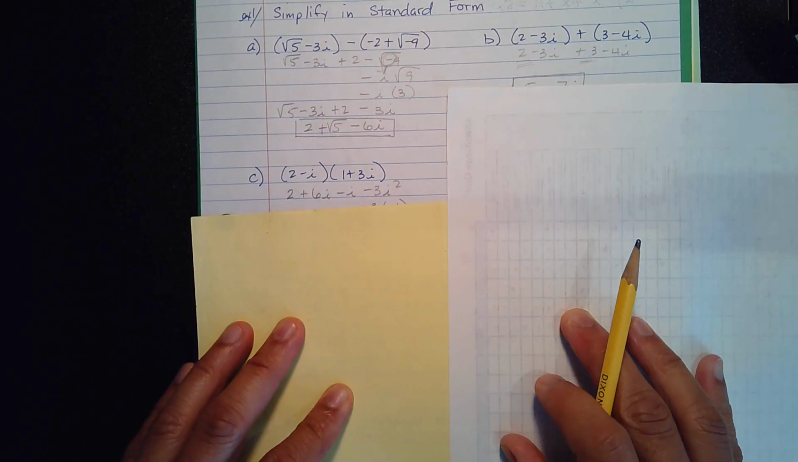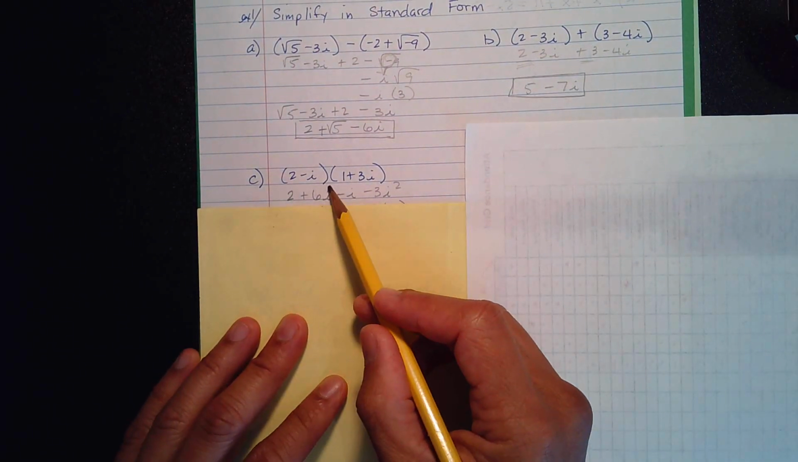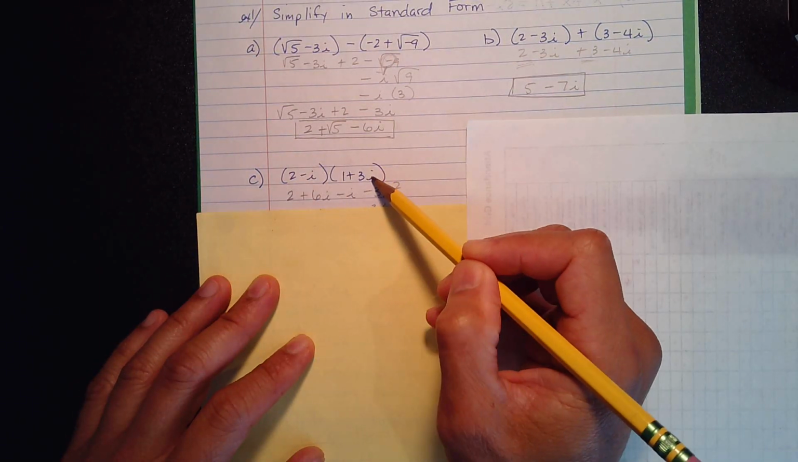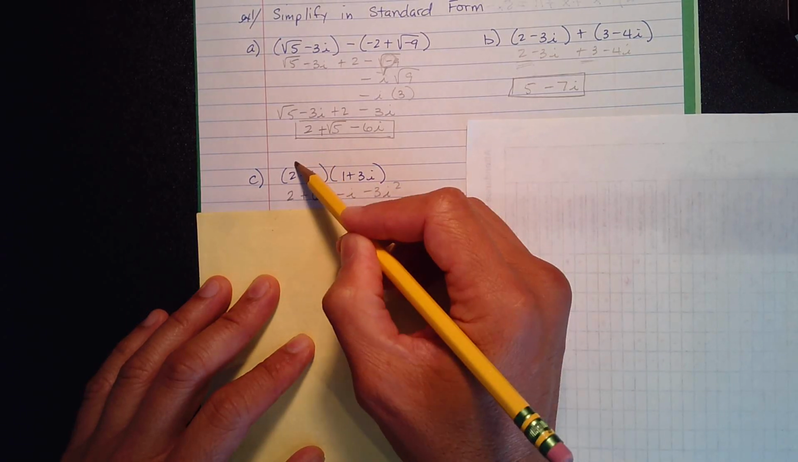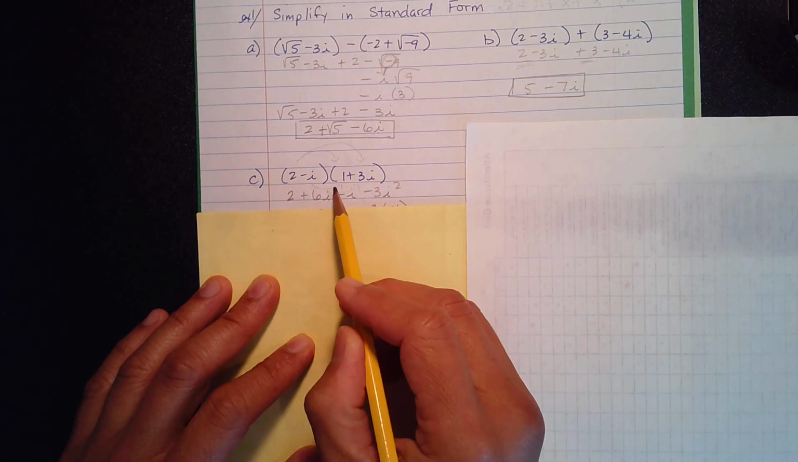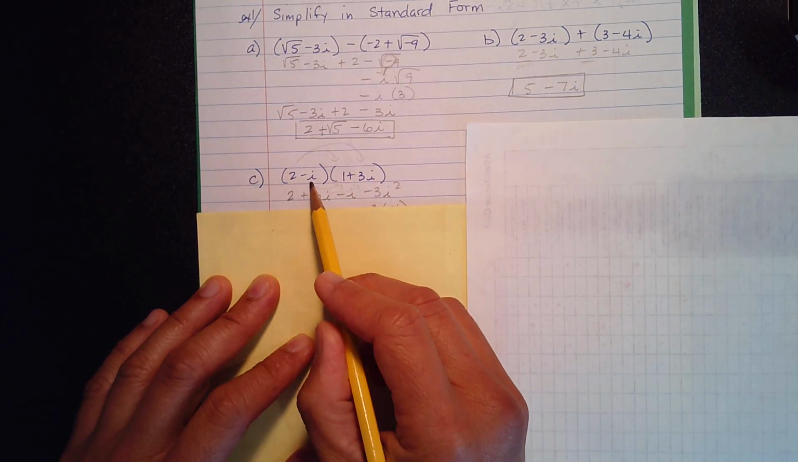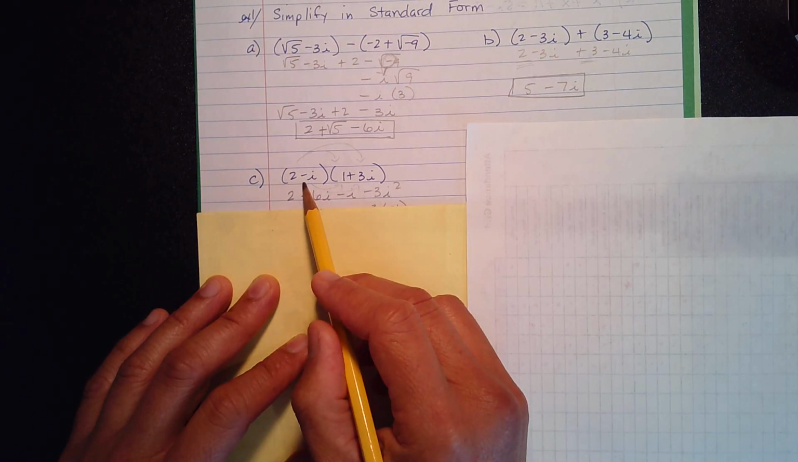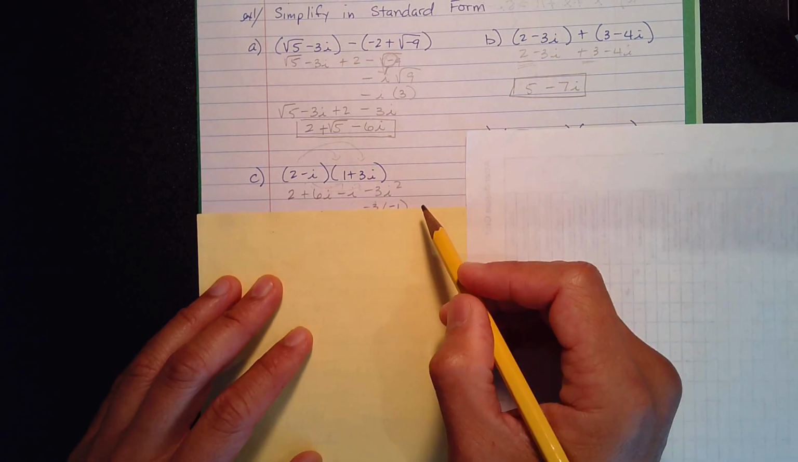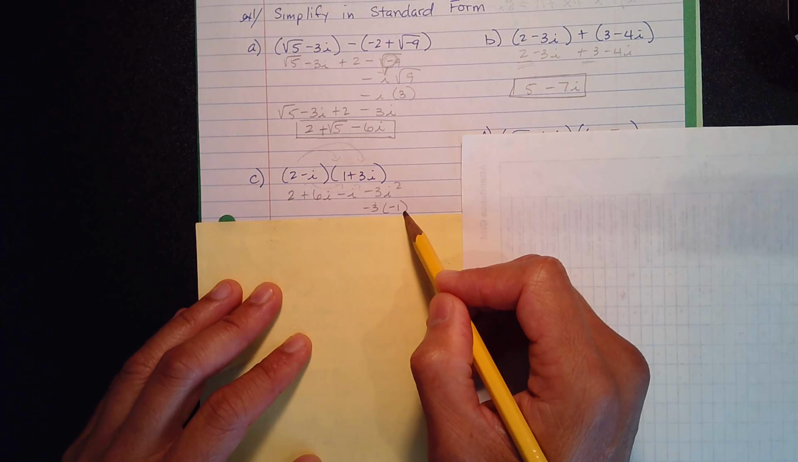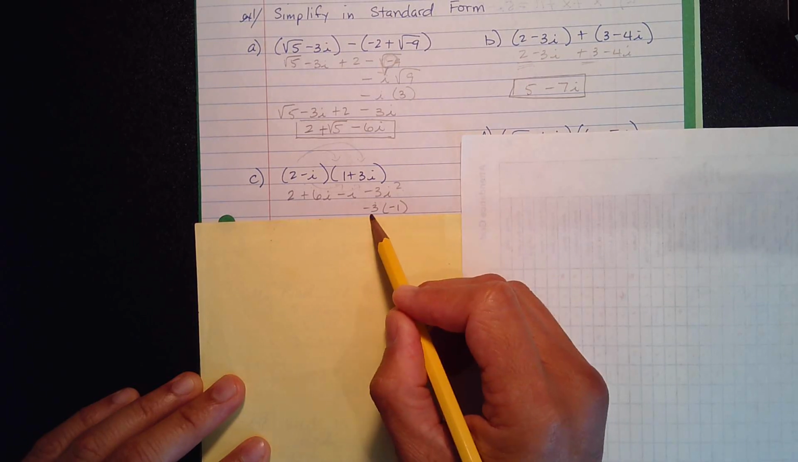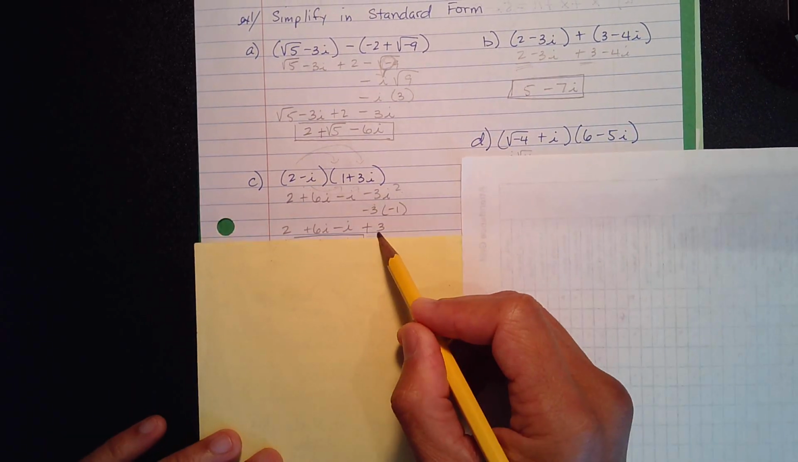Part C. Now there's nothing in between the parentheses, so we are going to FOIL. So distribute 2 times 1, times 3i, 2 plus 6i. Distribute negative i. So when you distribute a negative, remember, it becomes the opposite. Negative i times 1 is negative i. Negative i times positive 3i is negative 3i squared. i squared is equivalent to negative 1. Negative 3 times negative 1 is positive 3.